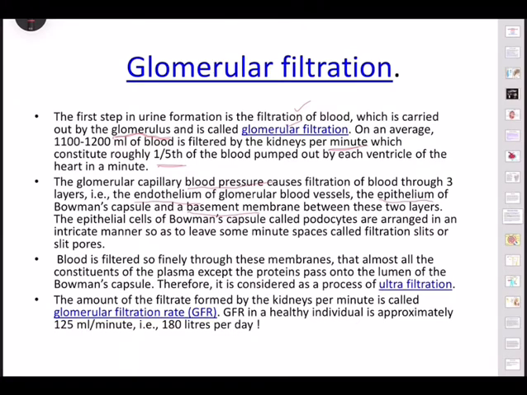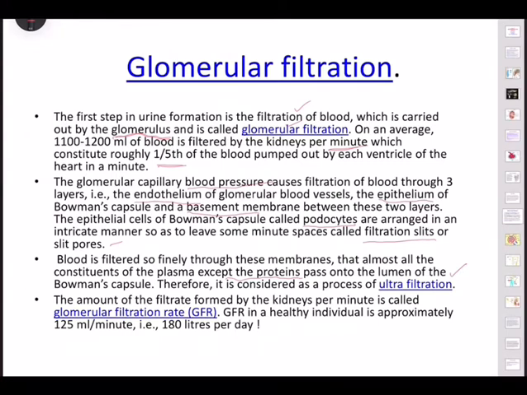Between these two layers, the epithelial cells of Bowman's capsule, remember podocytes, as I said yesterday, are arranged in an intricate manner so as to leave some minute spaces called filtration slits or slit pores. Blood is filtered so finely through these membranes that almost all the constituents of the plasma except the proteins, because of their size, pass on to the lumen of the Bowman's capsule. Therefore, it is considered a process of ultrafiltration.